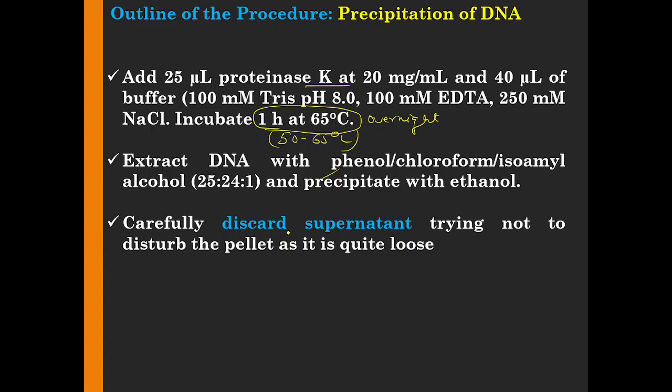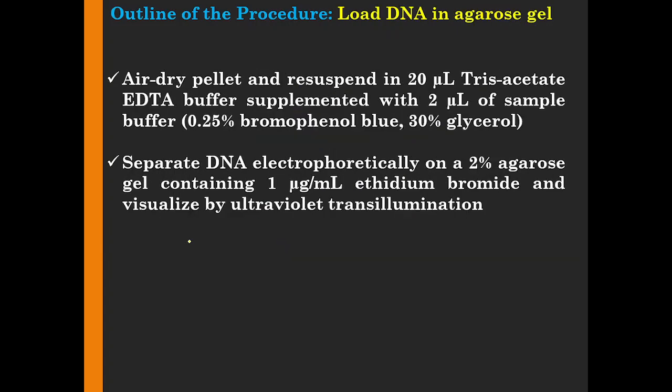Now you will do centrifugation steps, obviously, to get the aqueous and the organic layer, and you will discard the supernatant. The next step is the loading of DNA in the agarose gel. In this loading part you will be using tris acetate EDTA and bromophenol blue, which is a tracking dye, and then you will observe the DNA in the ultraviolet rays.